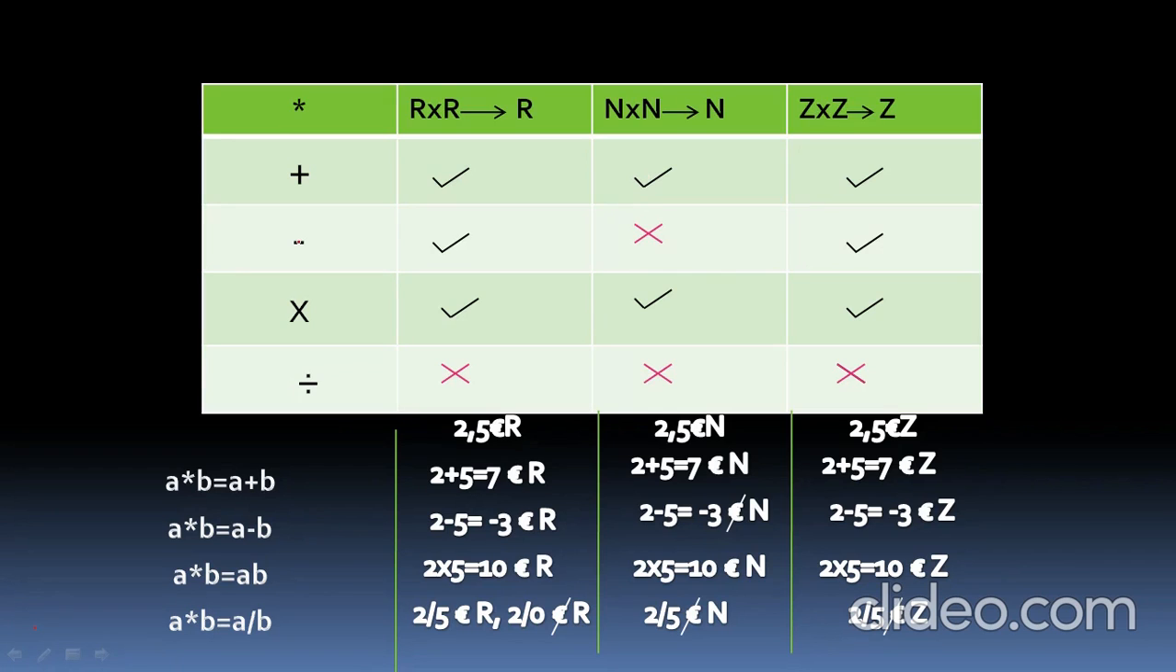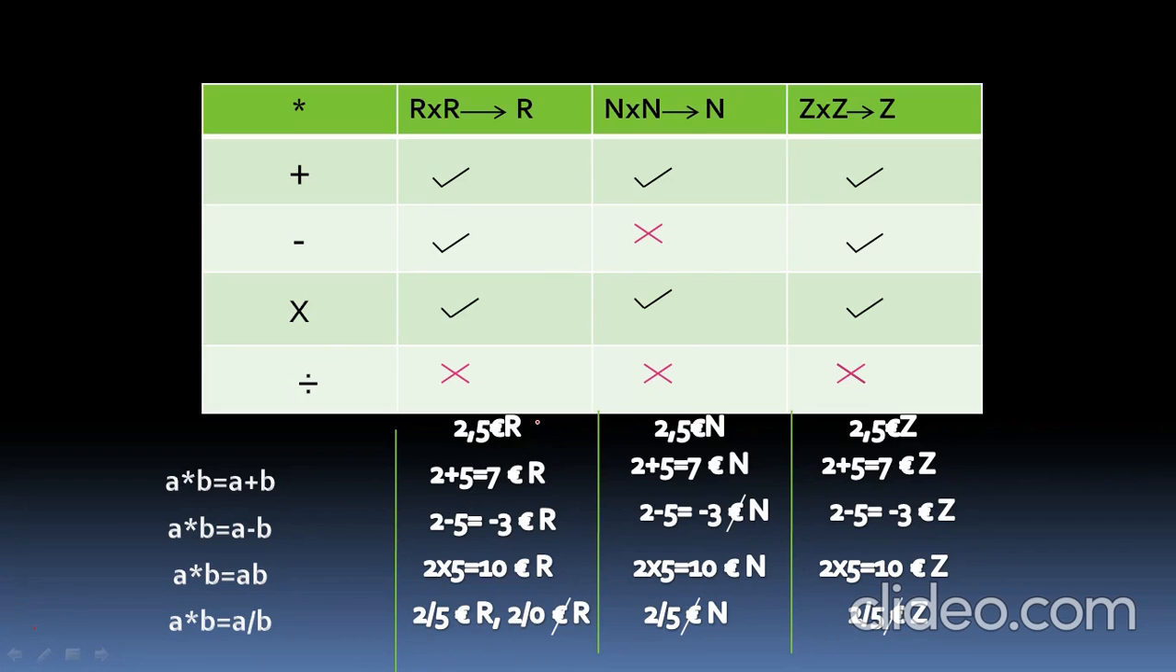Now consider the operation subtraction. Again we subtract 5 from 2, that is 2 minus 5. If we say 2 minus 5, that is equal to minus 3. But minus 3 is not a natural number. So we can say if we subtract two natural numbers, it is not necessary that we get a natural number. So subtraction is not a binary operation on the set of natural numbers.